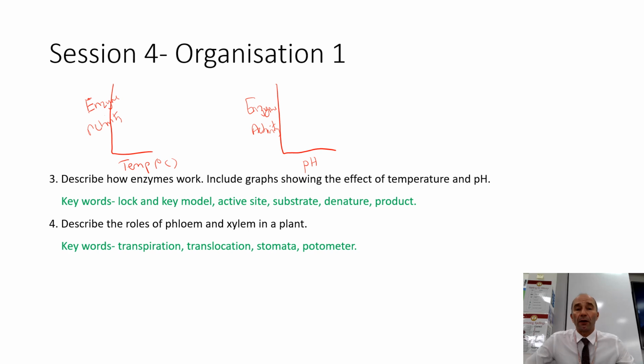Key thing is the explanation. So you need to include in that explanation lock and key model, active site, substrate, denature, and product. And then the final part of this session is to describe the roles of phloem and xylem in a plant. Again, your keywords are transpiration, translocation, stomata, and potometer.